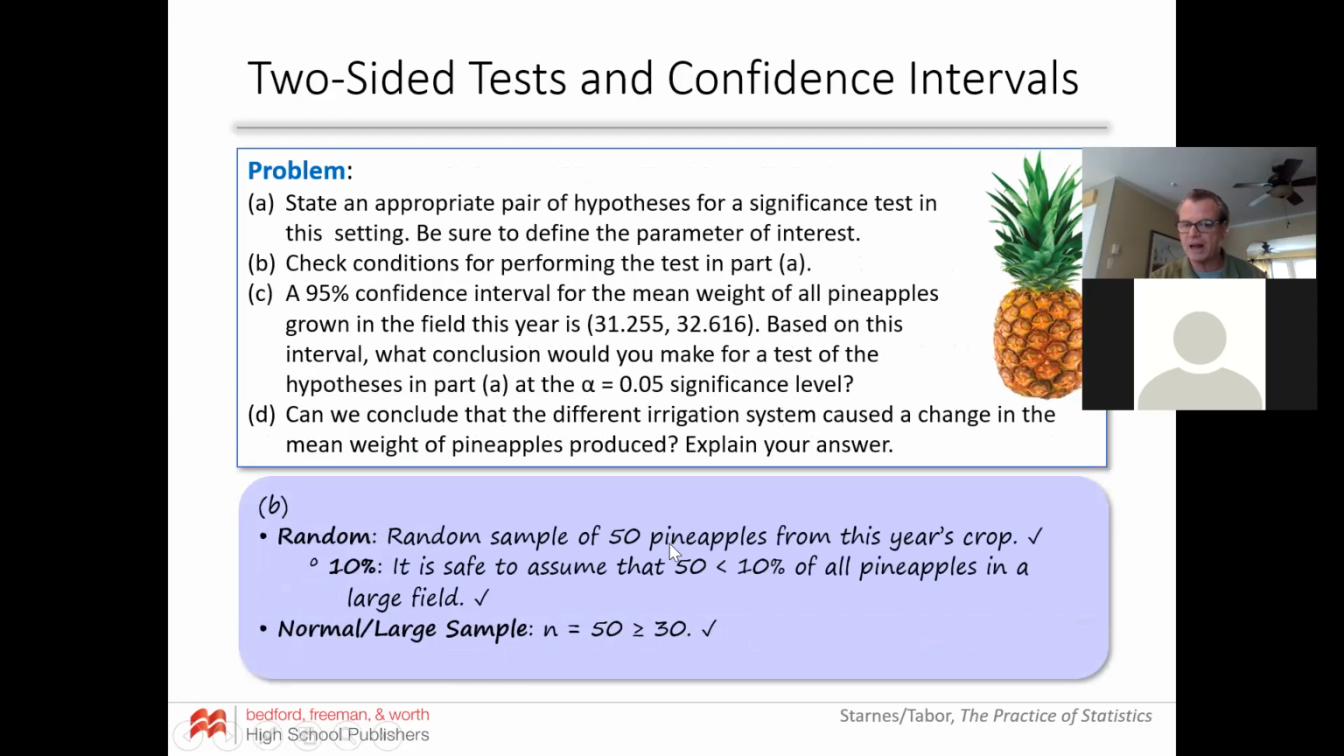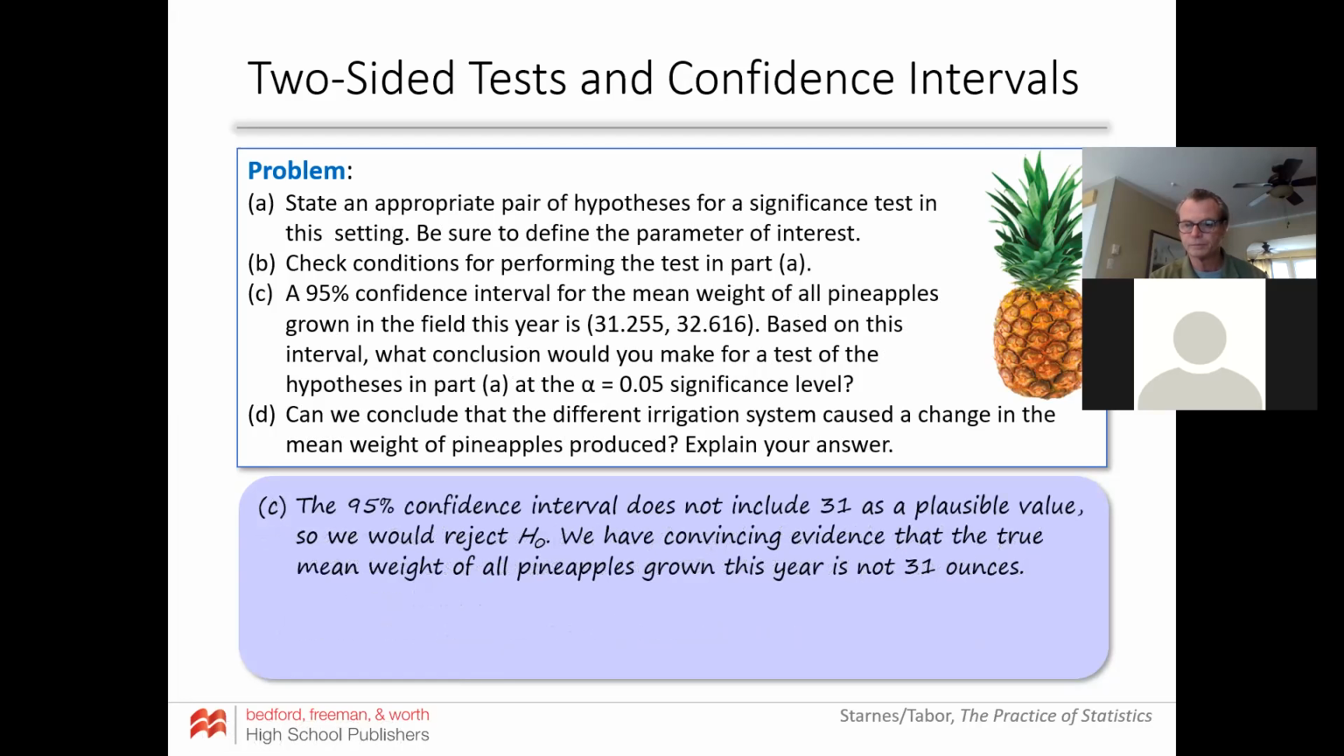Conditions: SRS of 50 pineapples, that was given. It's safe to assume that you are growing more than 500 pineapples or you're not going to make a lot of money. And 50 is a large enough sample size, greater than 30, to assume that this is approximately normally distributed. 31 is outside the interval. So we would reject the null. There is convincing evidence that the parameter is not 31. I'm 95% confident the parameter is in here.